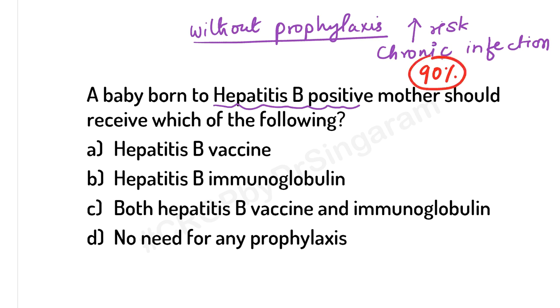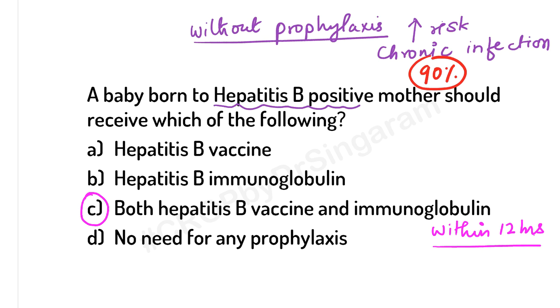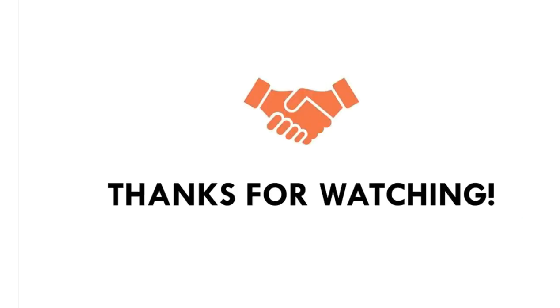So that is why always remember, a baby born to a hepatitis B positive mother should receive prophylaxis. And what is the prophylaxis they need to receive? They need to receive both hepatitis B vaccine as well as immunoglobulin. Very important point. As early as possible you have to give this. The guidelines say that within 12 hours both hepatitis B vaccine as well as immunoglobulin have to be administered to the baby. This basically decreases the risk of infection as well as the risk of chronicity of infection.